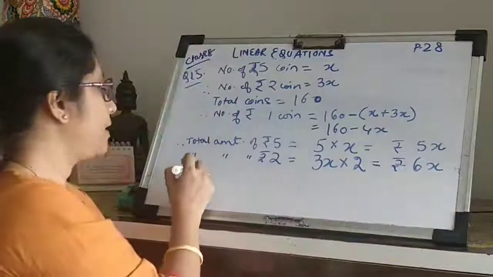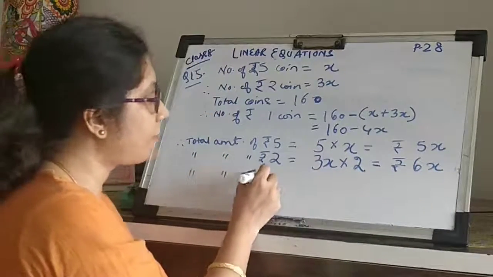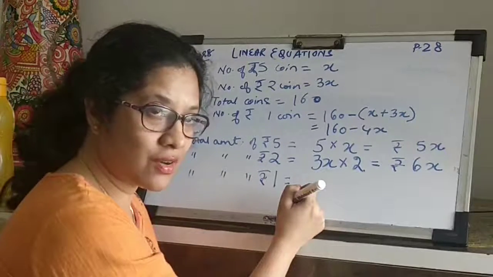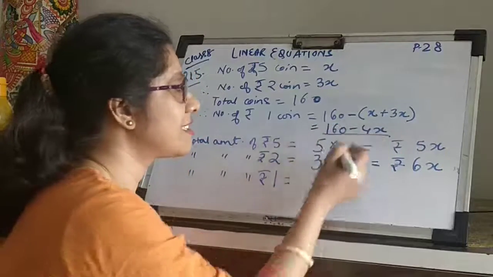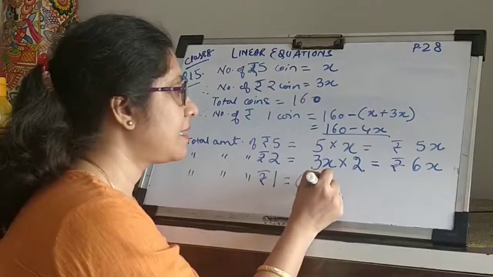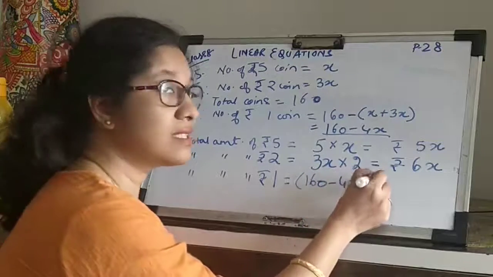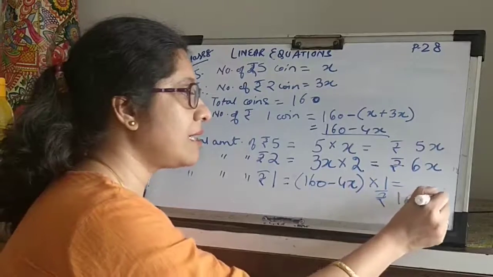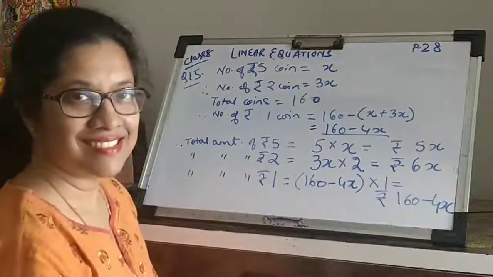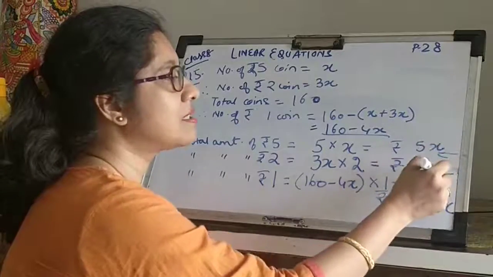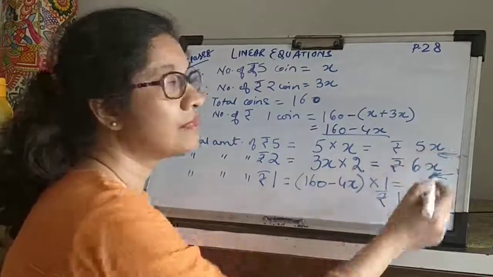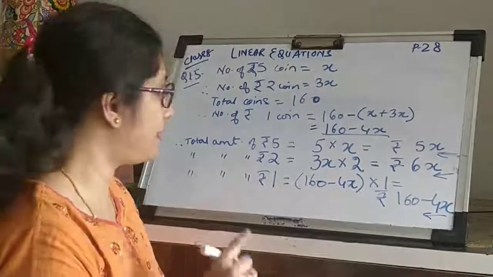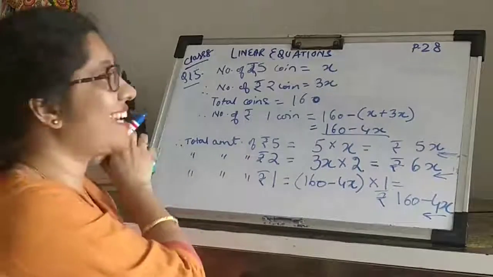Total amount of rupees 1 coins will be, how many coins of rupees 1? 160 minus 4x, into what is the denomination? 1. What do I get? 160 minus 4x. These are the amounts which add up to rupees 300. Total amount rupees 300, remember. So what is the equation that I get?